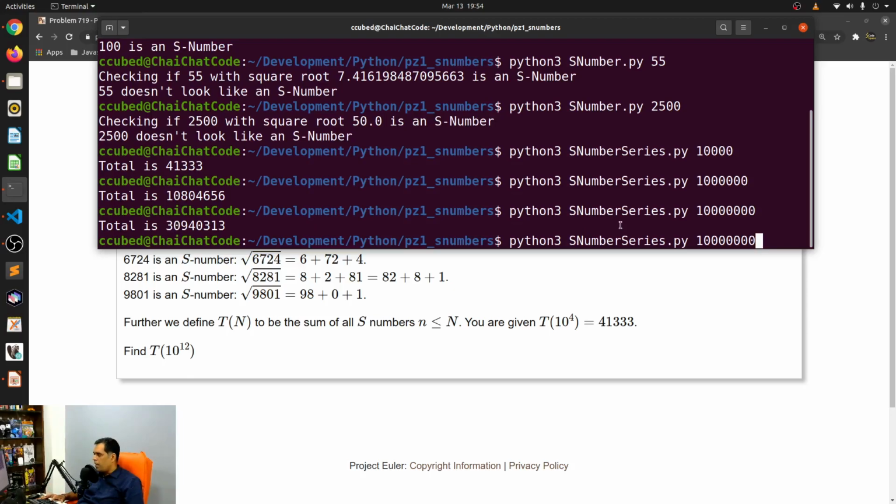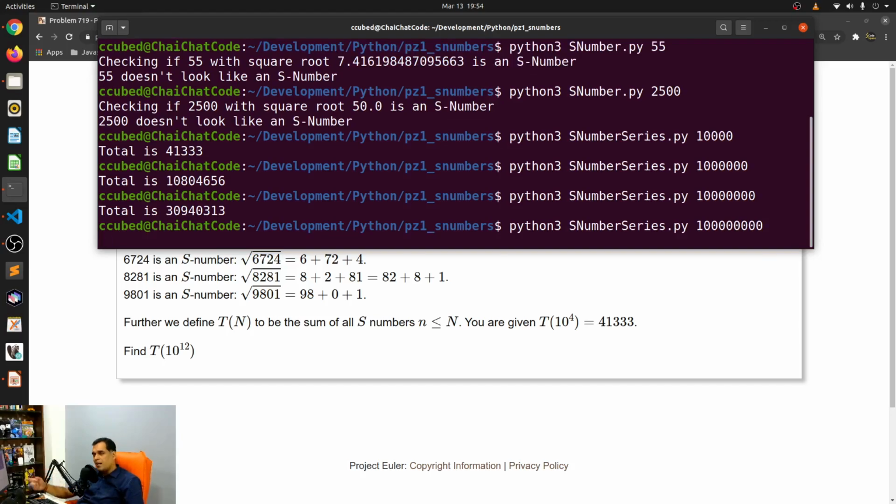Now, if I was to make it 10 to the power of, how many zeros is this? 1, 2, 3, 4, 5, 6, 7, 8, 10 to the power of 8. You will see that it'll take an exponentially longer and longer time, the higher the power of ten that you raise it to. So if I was to evaluate this for 10 to the power of 12, this probably has to run the whole night. So that's where I stand on this puzzle.